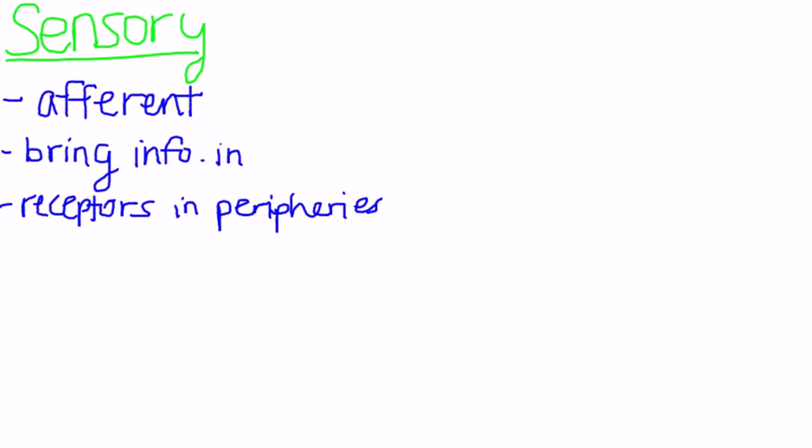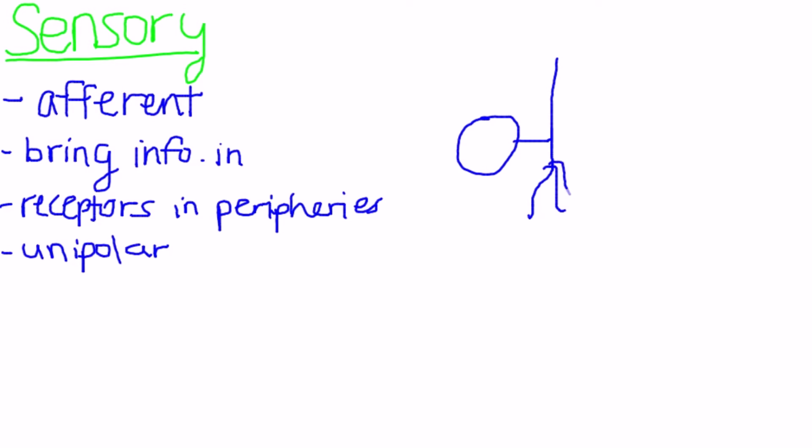They are also unipolar. So by that I mean they have only one axonal process projecting out of their cell body. So it looks a little something like this.